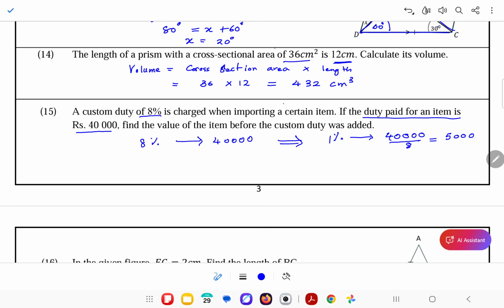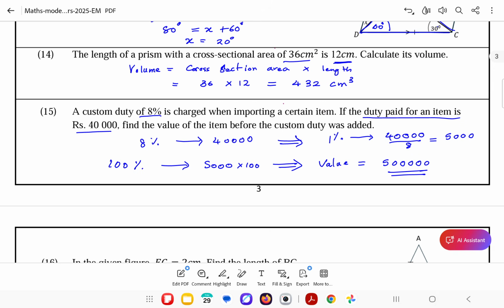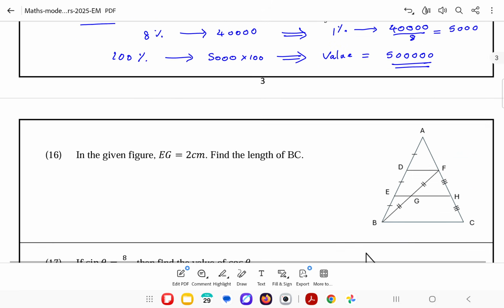So we want the total value, no? So 100% is what? Multiply by 100. This is 1% value, no? 5,000 into 100. So the value of the item is what? 500,000. So because 8% of the item is equal to 40,000, the duty, just figure out what is 1% of the item. Then multiply it by 100 to get the value of the item. Right.